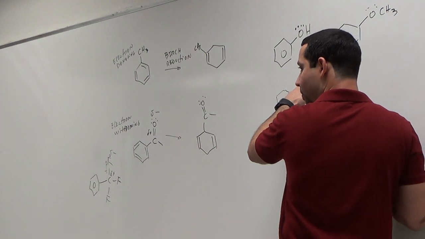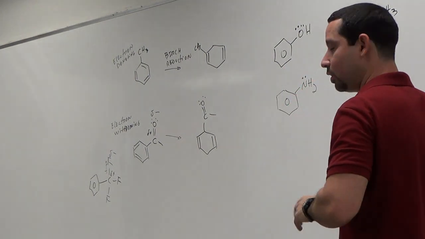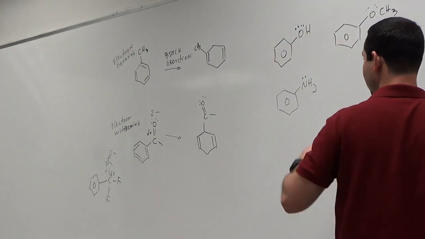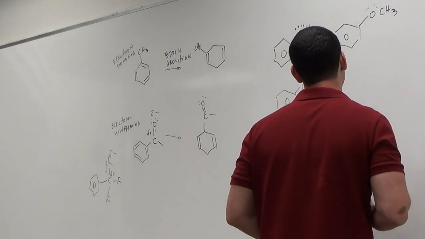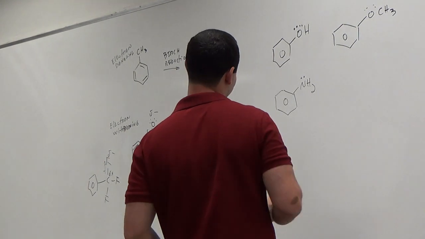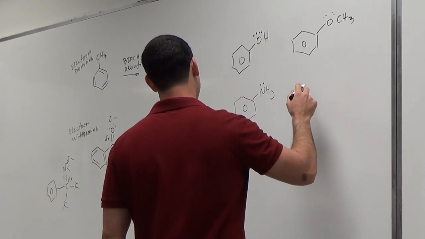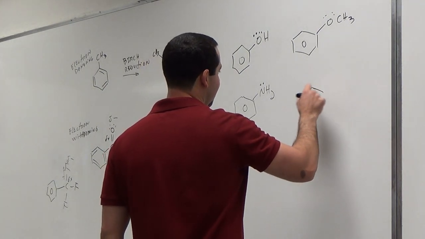Releasing because it has two lone pairs right there, it's not difficult. It has two lone pairs, so what is it going to do? It's going to give them away. Because it has them, it wants to give them away. Okay, and of course, the benzene ring is going to take it. How about this?